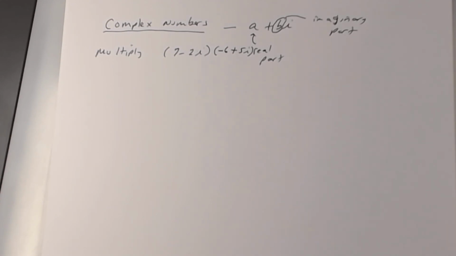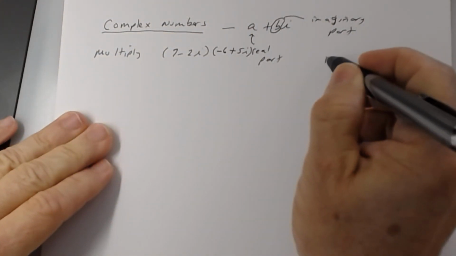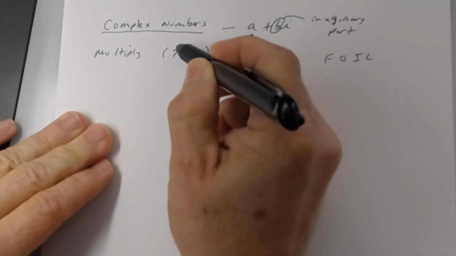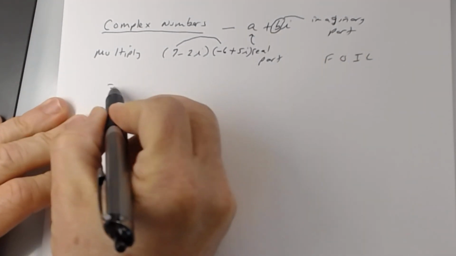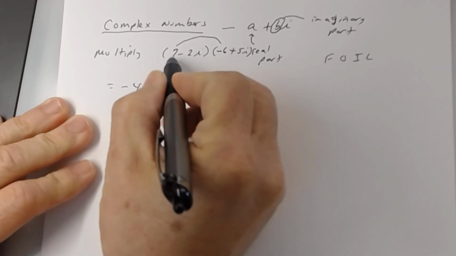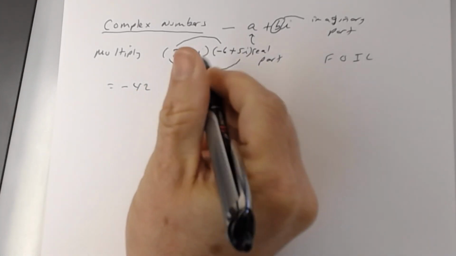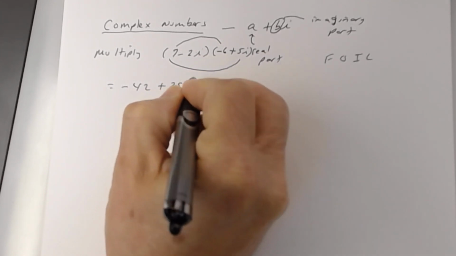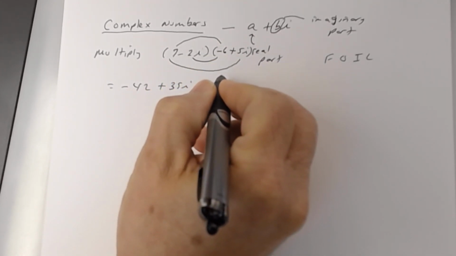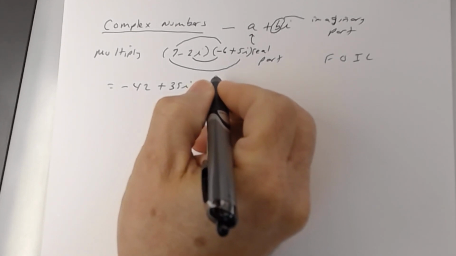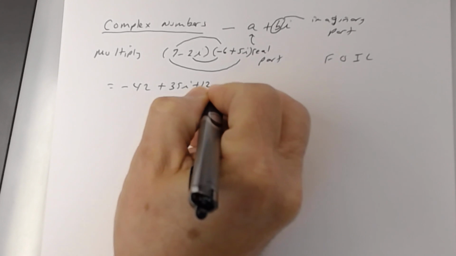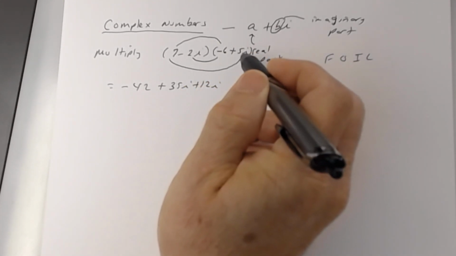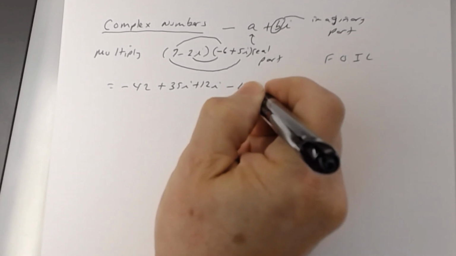We did this in the last class period. To multiply those two complex numbers, what did you use? FOIL method. You said 7 times negative 6, the first? Negative 42. Then the outer, the terms on the outside: what's 7 times 5i? 35i. And then the inner? Positive or negative? Positive 12i, right? And then the last: I have a negative 2i times a positive 5i. What's that? Negative 10i squared.